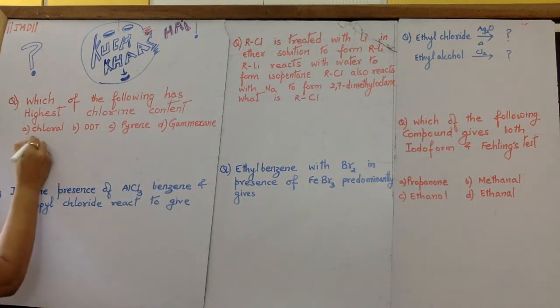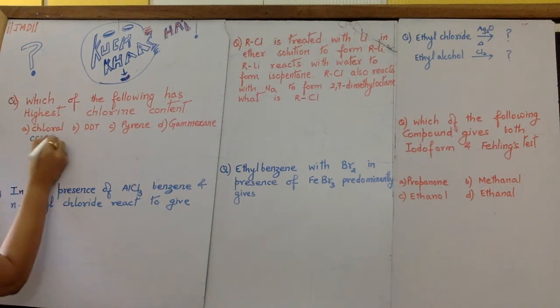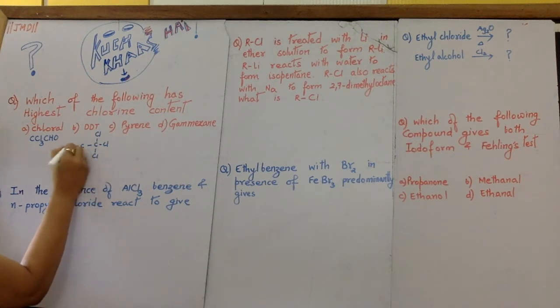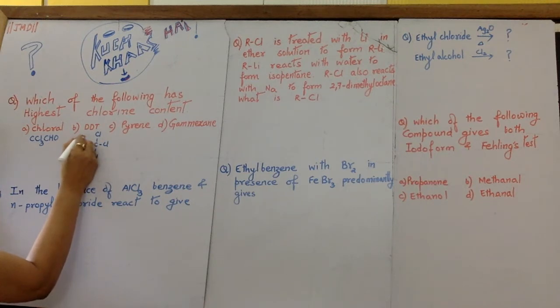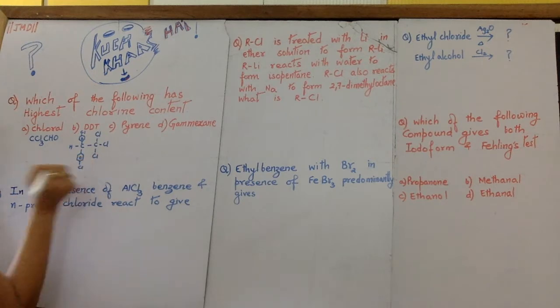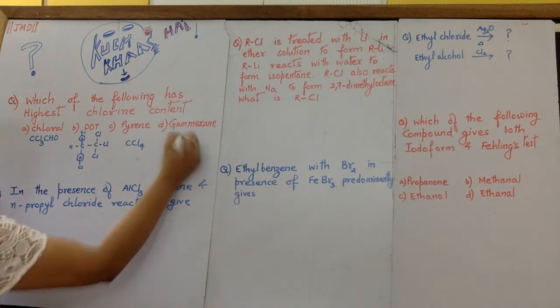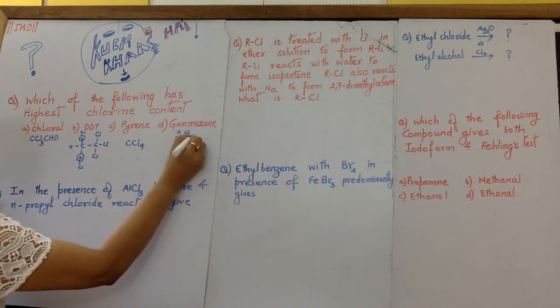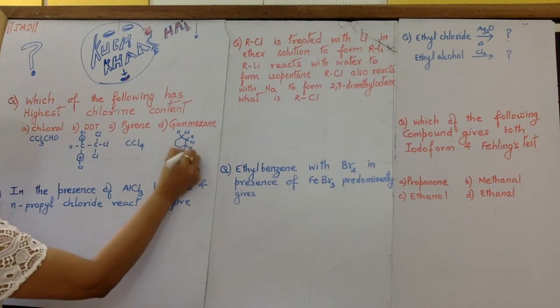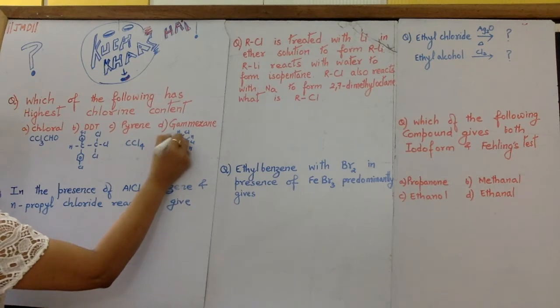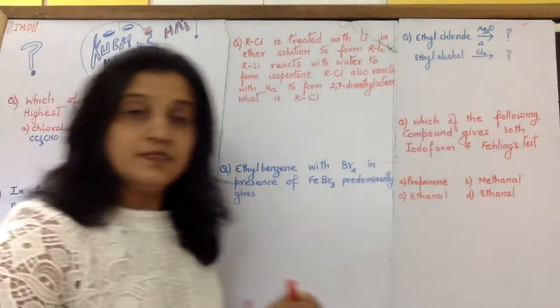Chloral, if you know the formula, chloral is CCl3CHO. DDT is CCl3 like this, CH and a phenyl ring with a Cl and a phenyl ring with a chlorine. Pyrene is CCl4 and gammexane is like this, every carbon having one H and one Cl, one H and one Cl, one H and one Cl, and here also one H and one Cl, one H and one Cl. These are the structures. It's so simple.